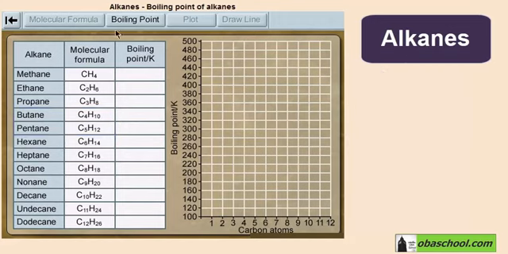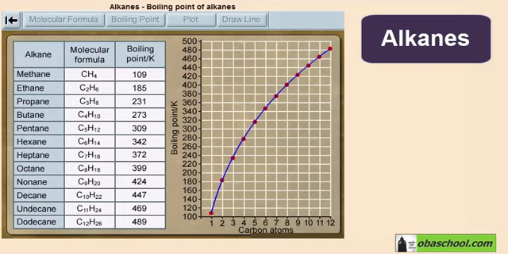Let's now examine the boiling points in Kelvin of these alkanes. So we will plot a graph showing the boiling points against the number of carbon atoms in the alkane. Let's draw the line. So this line shows how the boiling point changes as the number of carbon atoms in the chain changes. As the alkane gets bigger, the boiling point gets higher.